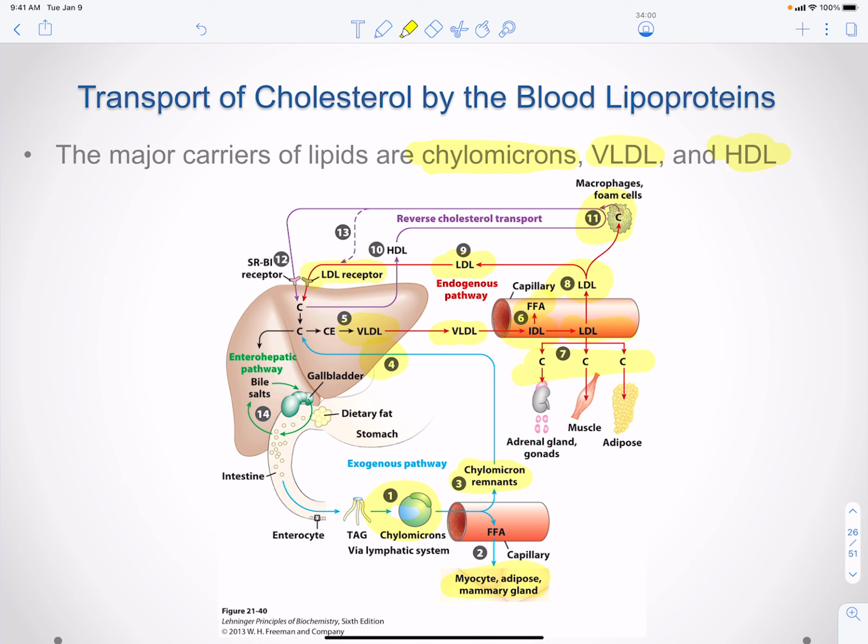Your high density lipoproteins are made also by the liver. They can also be made in the gut. They have a role in what's called reverse cholesterol transport, which we'll talk about.